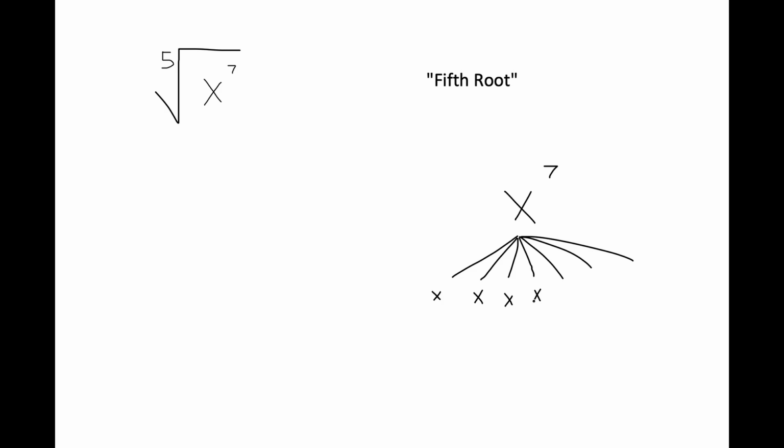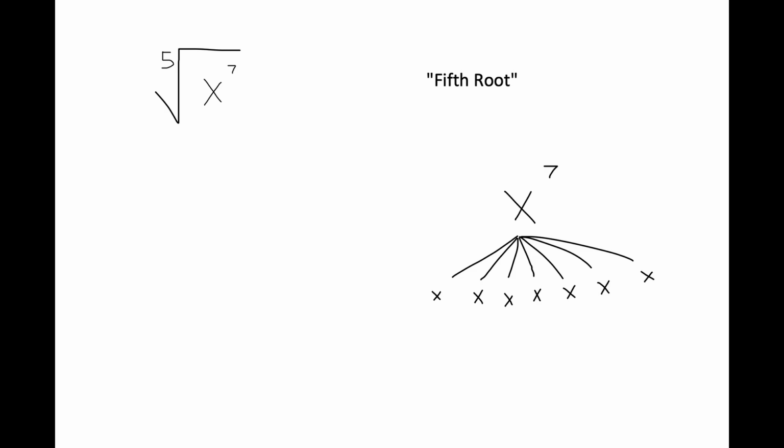I'm going to try to take a fifth root of x to the seventh. So the 5 being in the crevice of the root means take a fifth root. I'm just going to start the thing off with a tree diagram for the x to the seventh. And I'll just need 7 x's, because x to the seventh is 7 x's being multiplied together.